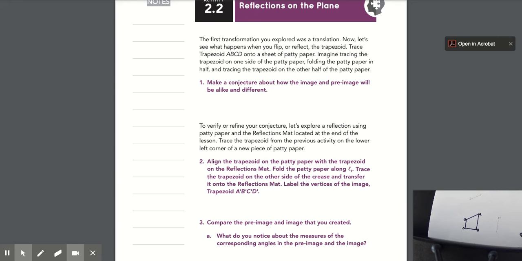Hi guys, so we're going to talk about reflections on a plane today. We have already done number one in class together, so that should be all set. But today we are going to talk about a different transformation. Like I said, it's going to be a reflection. Monday we talked about translations where we are sliding those trapezoids. Today we're going to do something a little different with the reflection, but we will still be using the patty paper and manipulating the patty paper to do these transformations, okay?